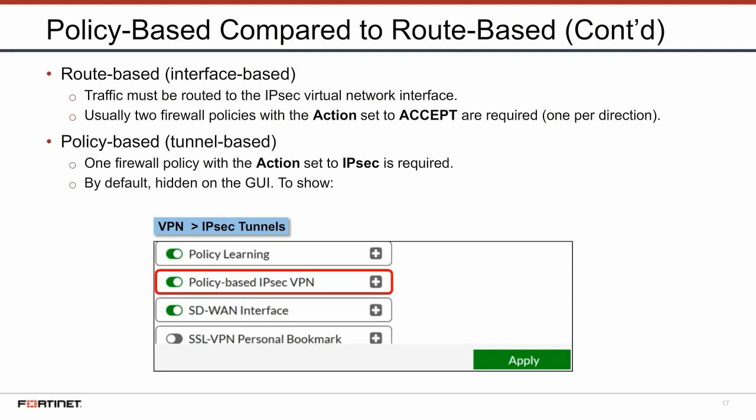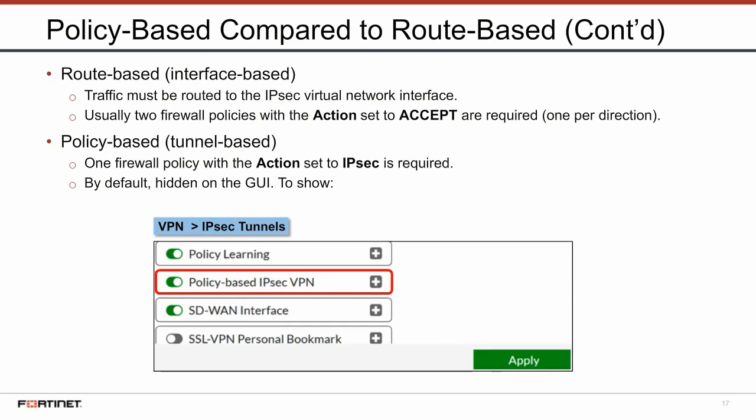How are the 2 configuration modes different? In a route-based configuration, FortiGate automatically adds a virtual interface with the VPN name. 2 firewall policies with the action set to accept are usually required. One for sessions originating on the local network and another for sessions originating on the remote network. You also need to route the VPN traffic to the virtual network interface. Usually, you'll use static routes. This is the type of VPN configuration created by the VPN wizard.